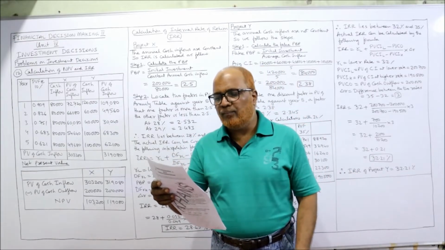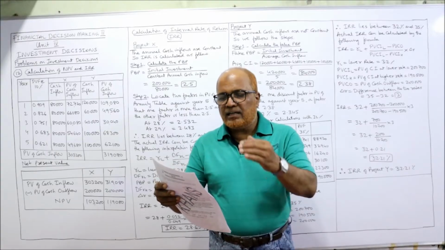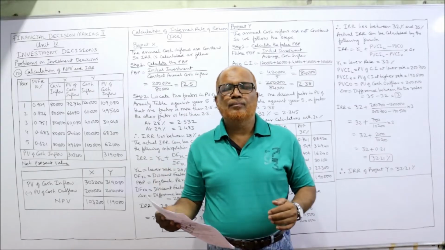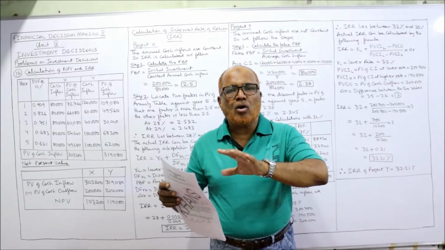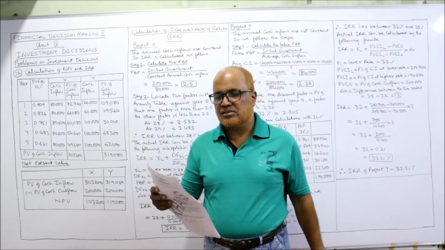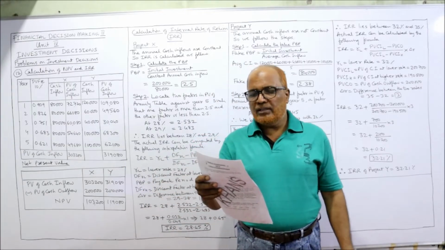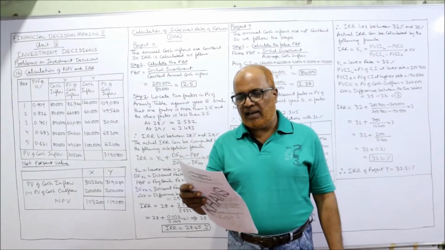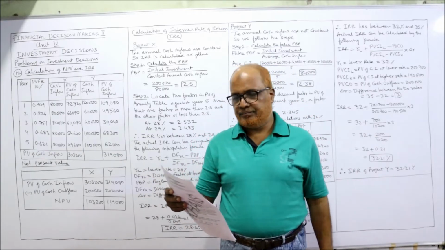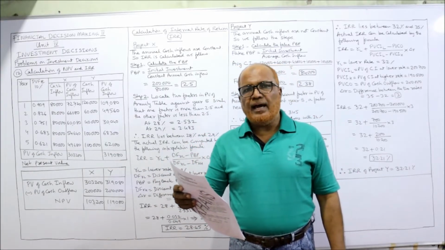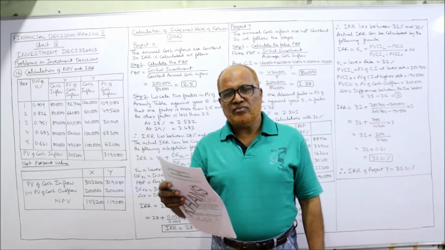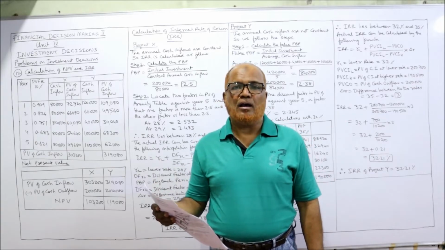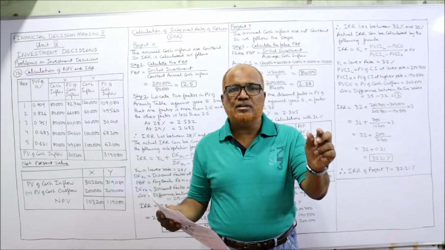Year 1, 2, 3, 4, 5. Project X, 80,000 for all the years. That means cash inflows are constant for Project X. Project Y, 1,20,000, 60,000, 40,000, 1 lakh, 1 lakh. So fluctuating for Project Y. Determine the NPV, net present value, and IRR, internal rate of return.